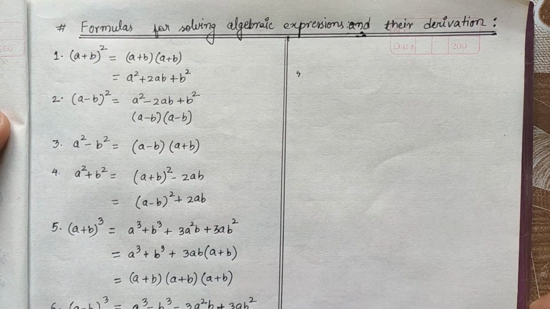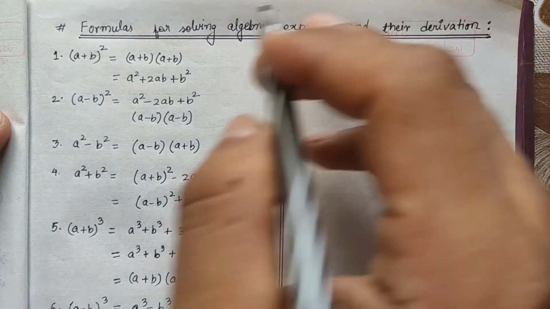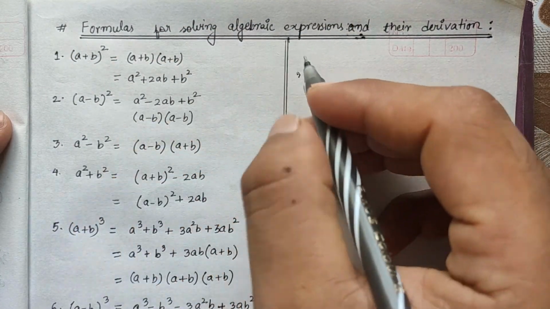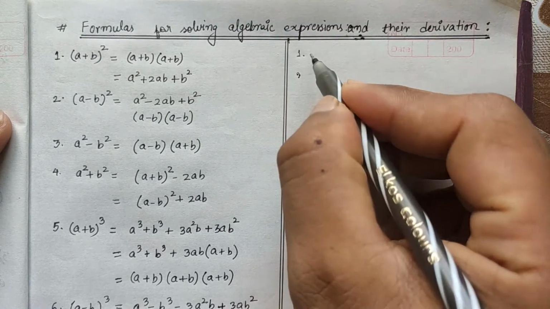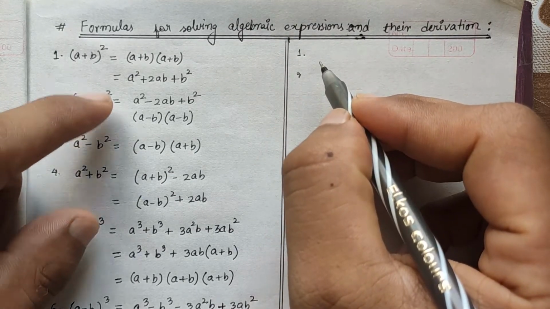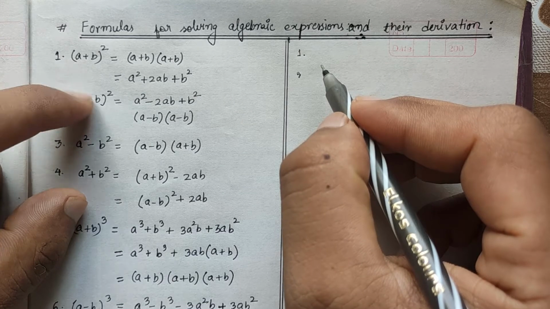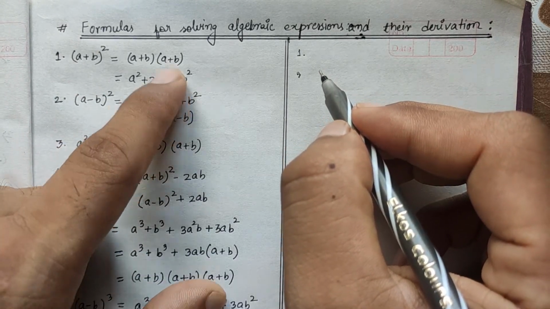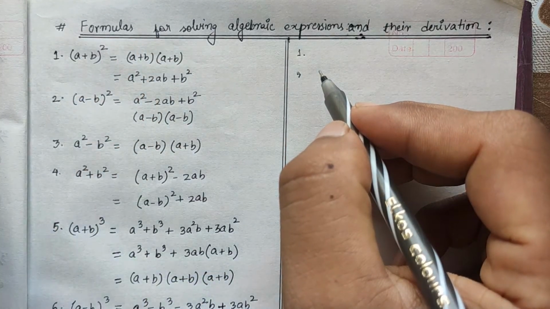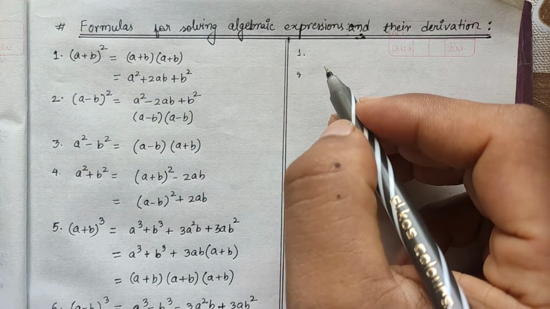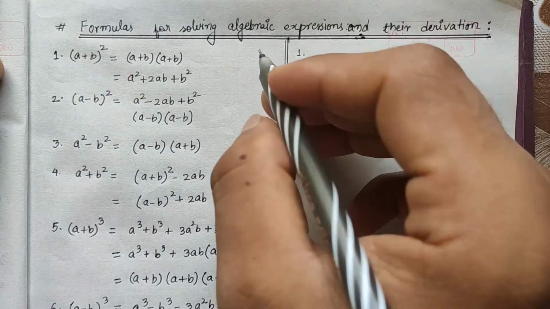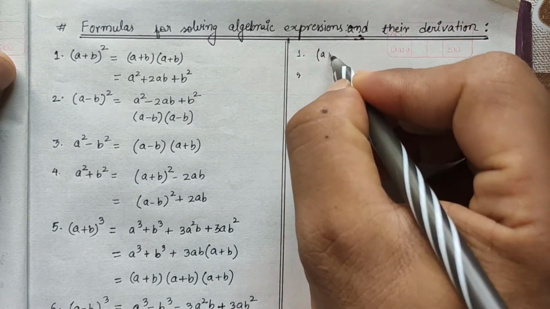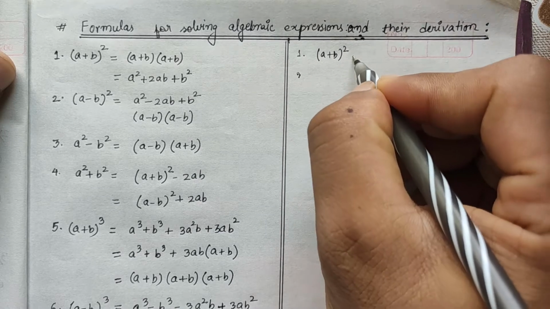And first we are going to derive the formula for a plus b whole square. Okay, so we will take the left hand side and we can prove the right hand side, or we can take the right hand side and we can prove the left hand side. From anywhere we can prove it, or we can derive the formula. So let's start with the first one, a plus b whole square.